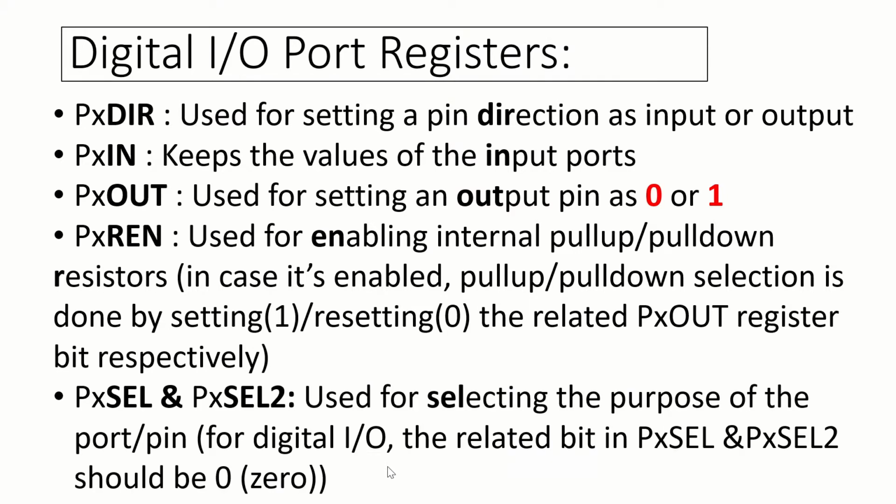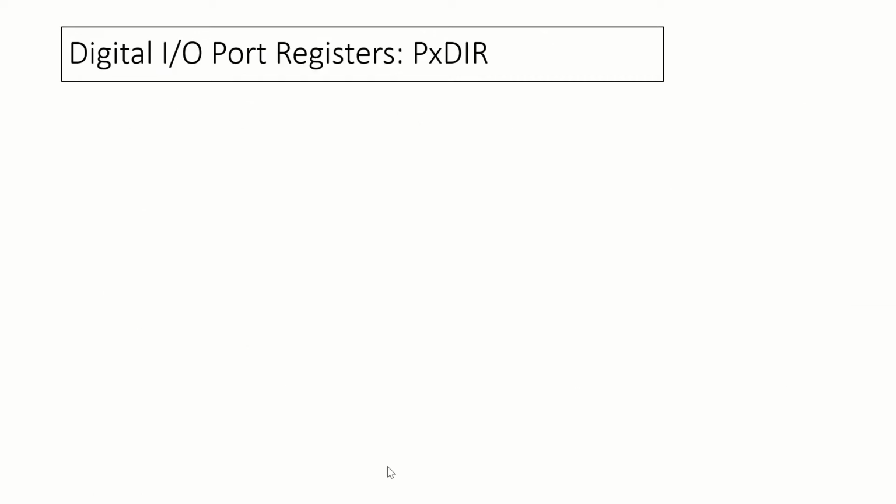PXSEL and PXSEL2 registers are used for selecting the purpose of the port and pin. For digital I/O, the related bit in the PXSEL and PXSEL2 should be 0. Now let's see the details of the PXDIR register.